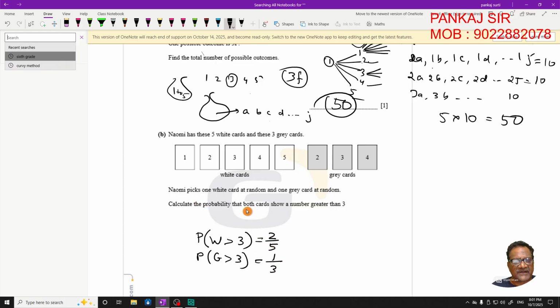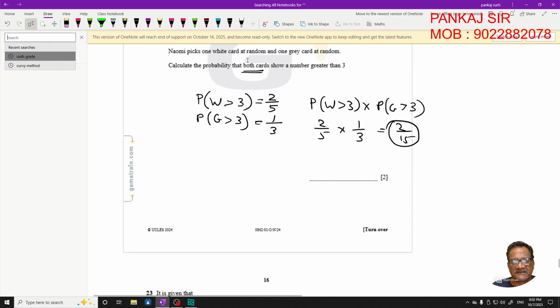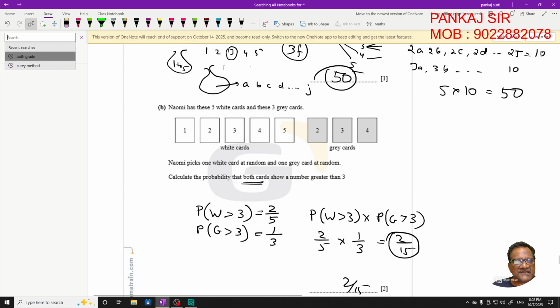And he has told you to find the probability that both the cards show greater than 3. So if both the conditions are being satisfied, what you have to do is probability of white greater than 3 multiplied by probability of grey greater than 3. So this will give you 2 upon 5 multiplied by 1 upon 3, which works out to 2 over 15. Okay, the answer for this B is 2 over 15. That was question number 22.